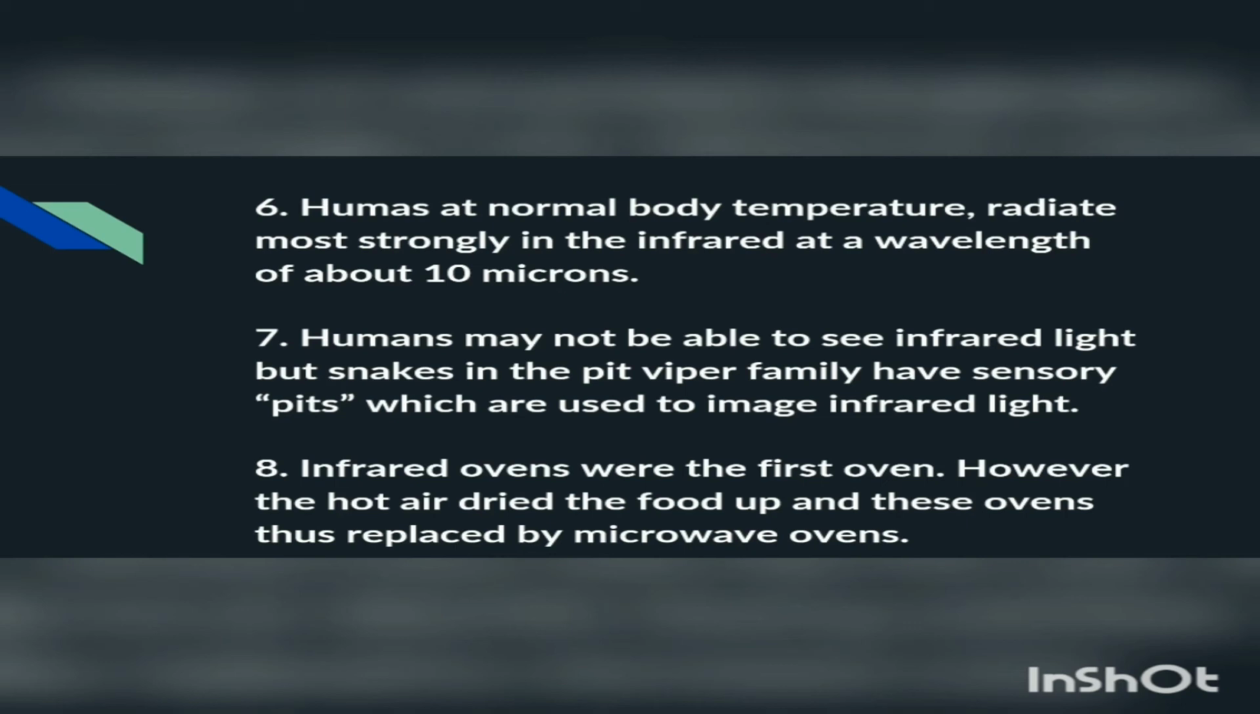Humans may not be able to see infrared light, but snakes in the pit viper family have sensory pits which are used to image infrared light. Infrared ovens were the first oven. However, the hot air dried the food up and these ovens were thus replaced by microwave ovens.